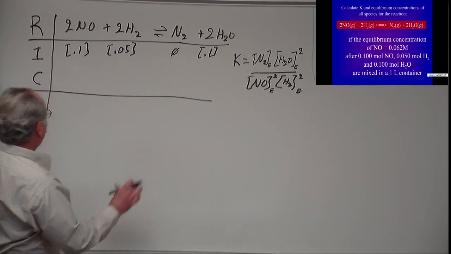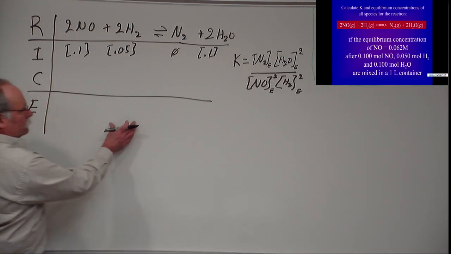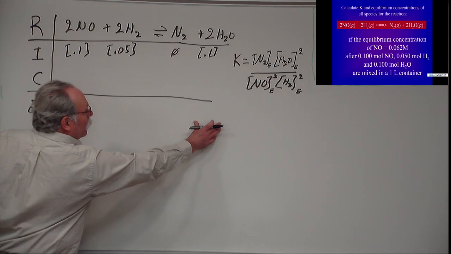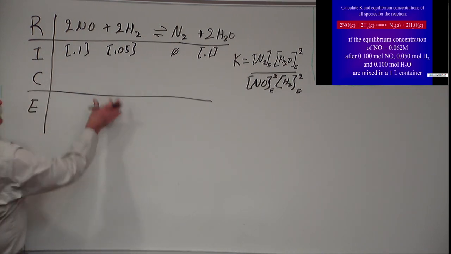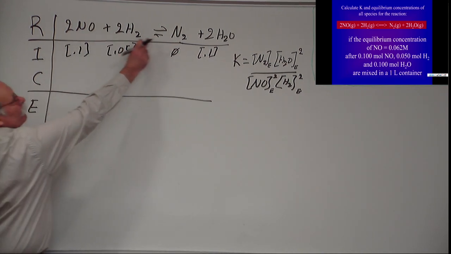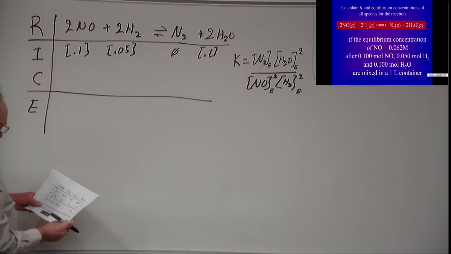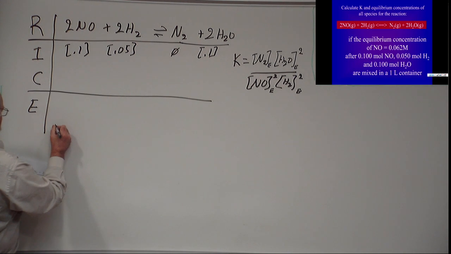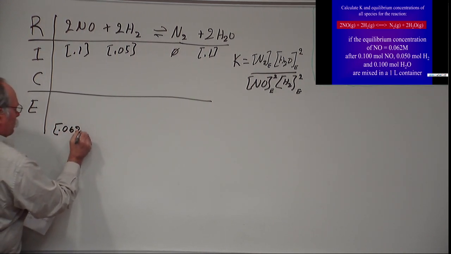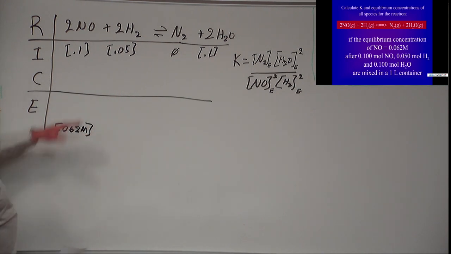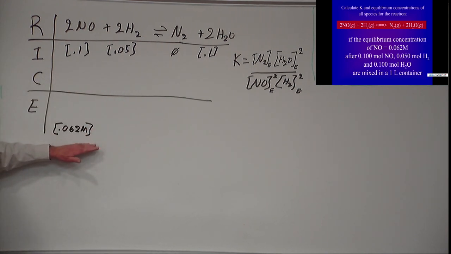Now, to solve this problem, we need the equilibrium concentration of one species, and then we relate how they change in respect to their coefficients as they go from initial to equilibrium. So we were given the equilibrium concentration of the NO, which is 0.062 molar. Okay? So this is what we've been given, and this is a solvable problem.